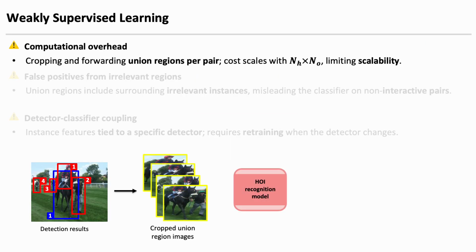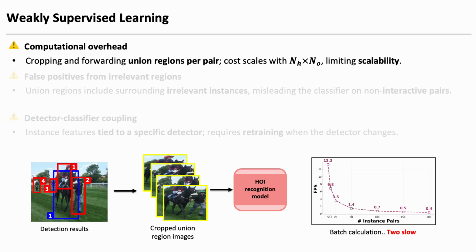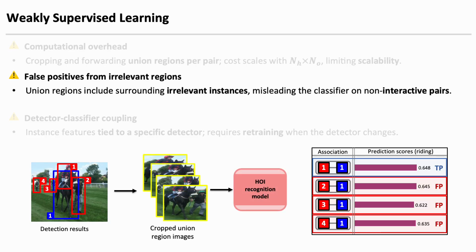But existing weakly supervised HOI methods have several limitations. They crop a union region for every human-object pair and forward this through a classifier. Since this scales with the multiplication of the number of humans and objects, efficiency drops sharply as the number of instances grows. The second issue is false positives caused by irrelevant regions.